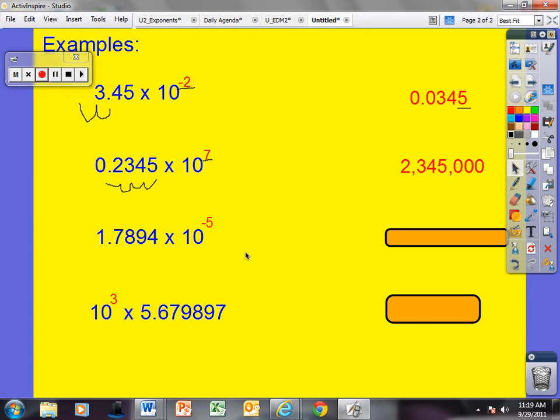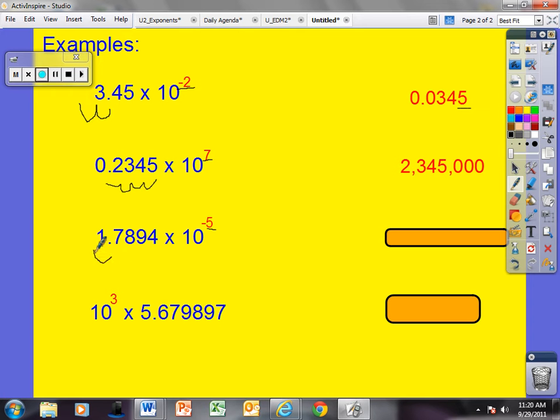All right, next one. I have 1 and 7,894 10 thousandths times 10 to the negative 5th. Step 1, identify the exponent. It's a negative 5. It's negative. My number is going to get smaller. If I move it 1 place to the right, that becomes a 17. That's getting bigger, so I know I'm moving it to the left.